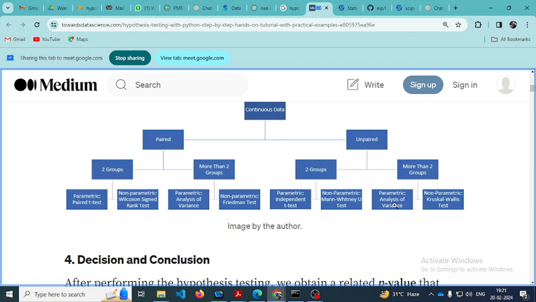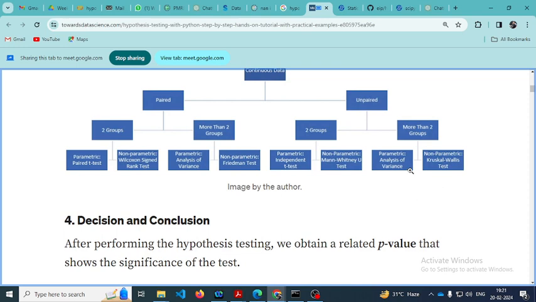So if you want to use a proper test, you just call the test function or an existing library. It will give the resultant value for your hypothesis testing or hypothesis parameters. Again, if you have more than two groups, then you can go for analysis of variance.